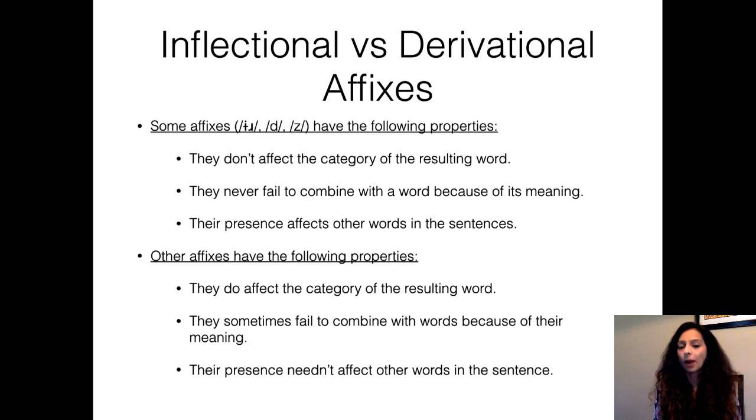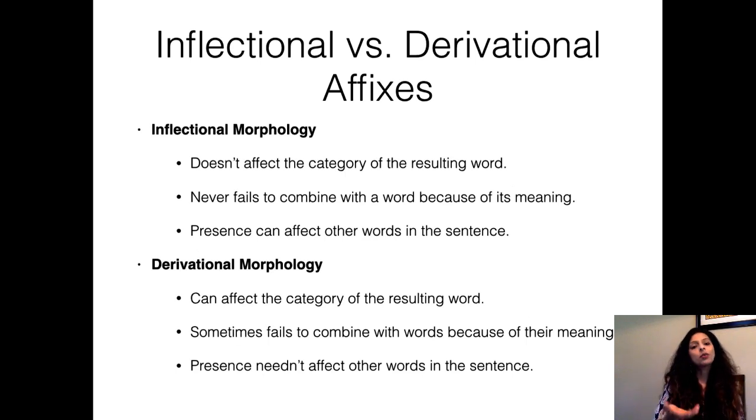They have different properties. The property of inflectional affixes is that they don't affect the category of the resulting word, and they never fail to combine with the word because of its meaning. You can always create a past tense if you are attaching it to a verb. You can always create a plural if you're attaching it to a noun. But derivational affixes can change the category of the word. They don't always have to, but they can. And they sometimes fail to combine with words because of the meaning associated with that particular word. So what we call plural morphemes, past tense morphemes, and the er morpheme with adjectives is inflectional morphology, and the other kind of affixes are derivational affixes.